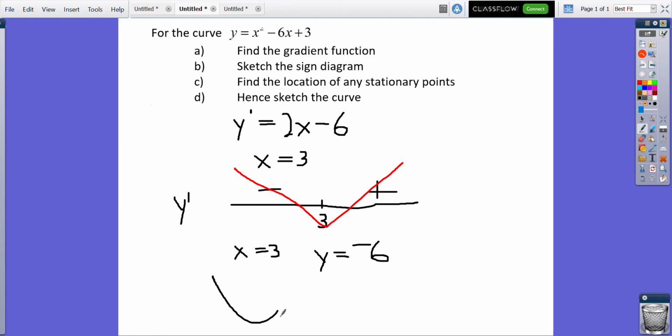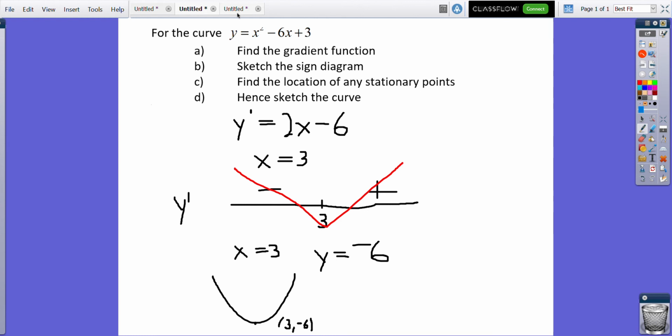Excuse me, it's going to be very simple. It's a parabola, and I could put in this point, and okay, let's try and write it. 3, negative 6. Okay, there we go. Ooh. Sal Khan, look out, here I come.